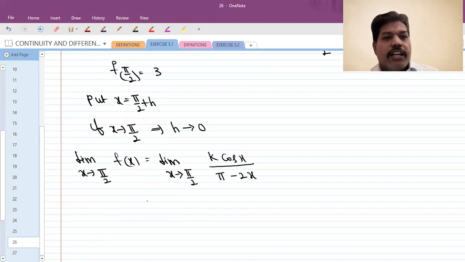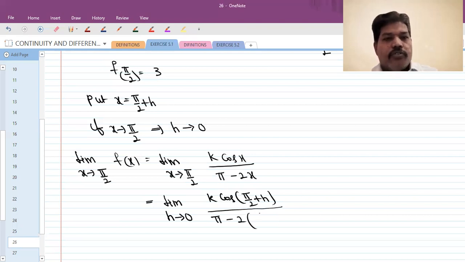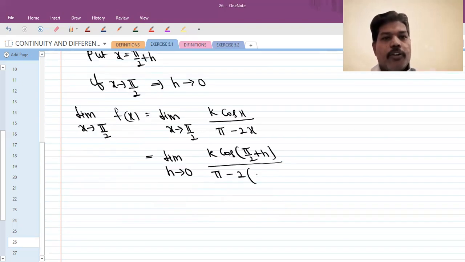So if we change that in terms of h, what happens? If x tends to pi by 2, automatically the limit h tends to 0, and k into cos x becomes k into cos of pi by 2 plus h, by pi minus 2 into x. What is the x value, students? The x value is nothing but pi by 2 plus h. So that is the limit h tends to 0.